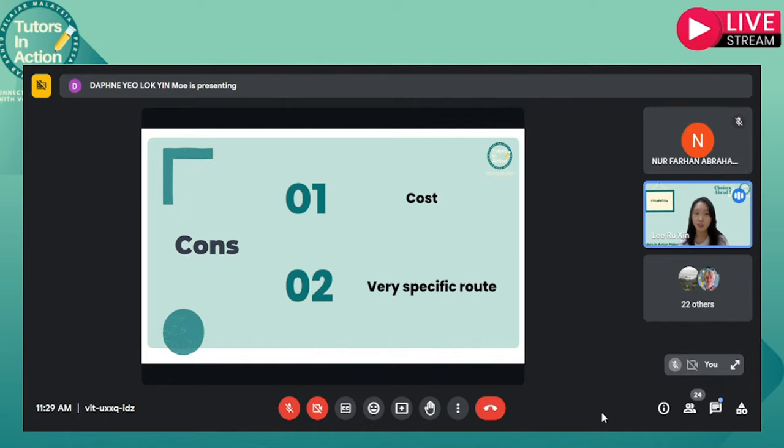And the next one is that foundation is a very specific route. This can be both a pro and a con depending on you, because if you're not sure what you want to do yet, I don't think you should go into foundation in law directly, because it's very specific. You're already geared towards doing your degree in law, because I don't think you would do foundation in science and then study fashion design after that.